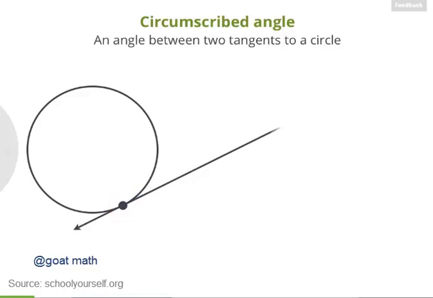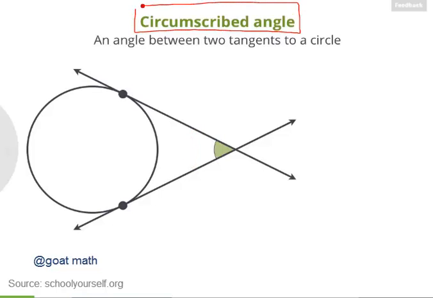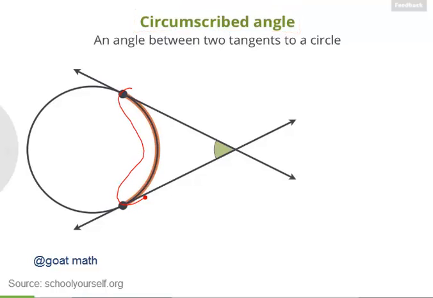Let's extend this line a little bit. And let's draw a second tangent line over here. This angle over here between the 2 tangent lines is an example of a circumscribed angle. Let's also highlight the arc that's between the 2 points where the angle hits the circle. As you'll discover, there's a special relationship between circumscribed angles and their arcs.